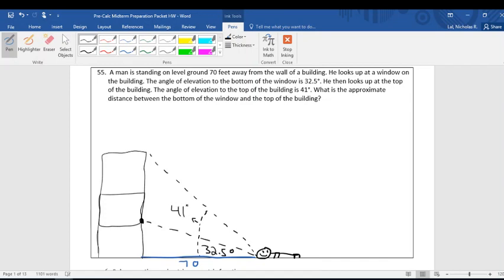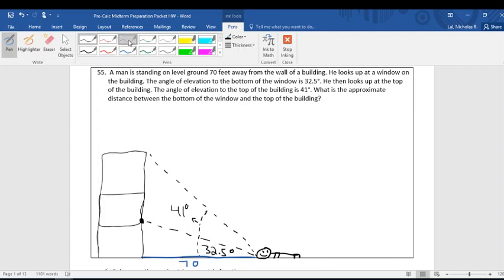Wait, I have a question. Why isn't the angle in the corner of the building? Why isn't the 32.5 degrees on the right? Well, it's the angle from the man to the bottom of the window. That's what the angle of elevation means. The angle of elevation is the angle from the man to the bottom of the window. That's 32.5. The angle from the man to the top of the building is 41.